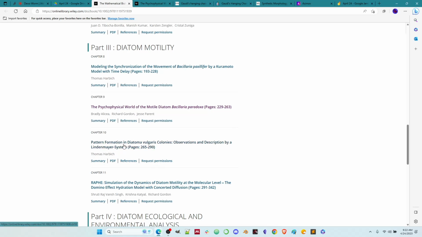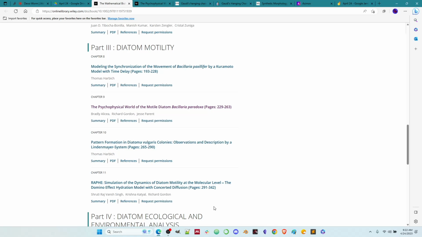And then this paper is on Diatoma vulgaris colonies, and this is describing this using a Lindenmayer system. So a Lindenmayer system is a system of growth where you put together different shapes and symbols, and you can grow systems from there. So that's another interesting paper.